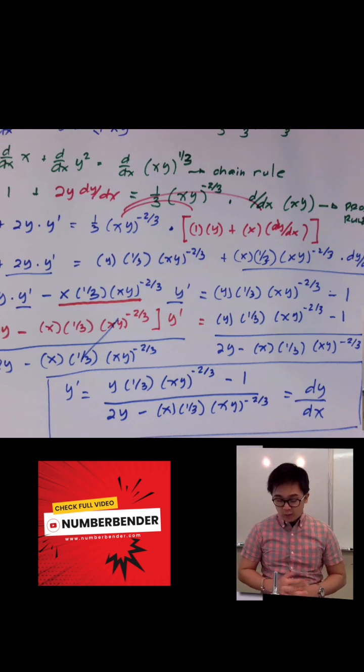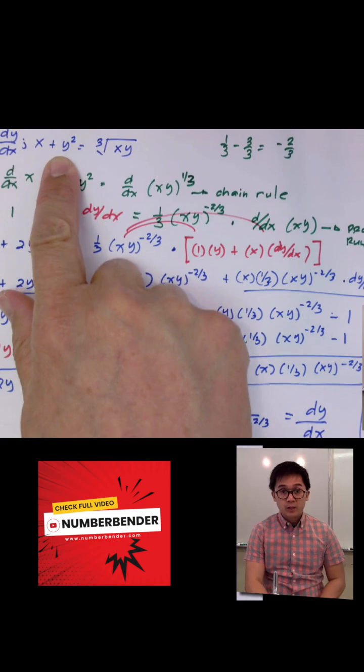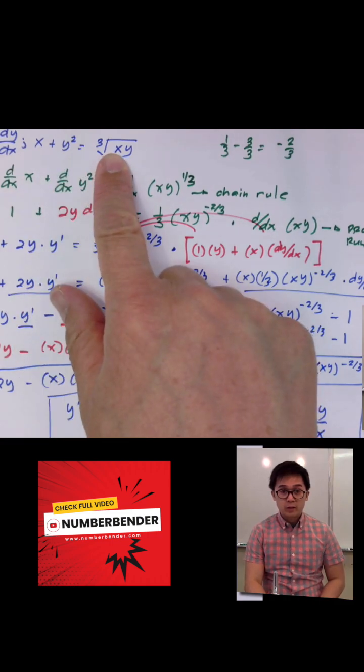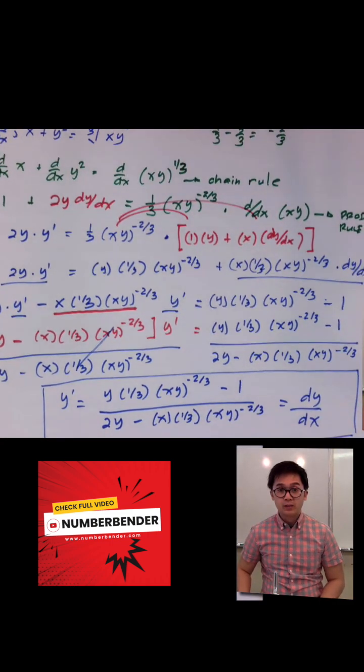And this is how we take the derivative of x plus y squared equal to the cube root of xy using implicit differentiation.